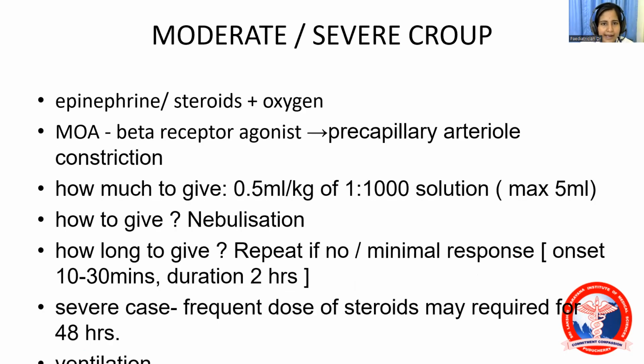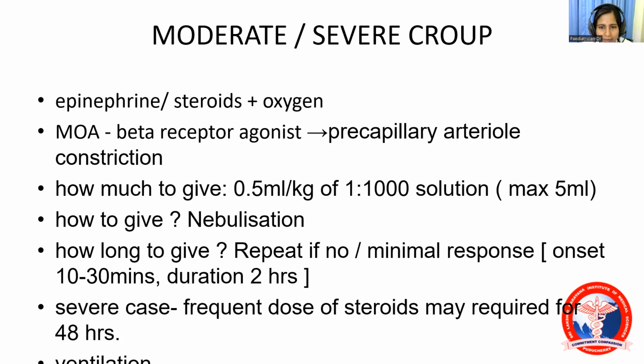Coming to the management of the moderate and severe group. If the group is severe or moderate, apart from the steroid, you need to give epinephrine too, along with oxygen. So how does the epinephrine act? The epinephrine mode of action is that it is a beta receptor agonist, right?